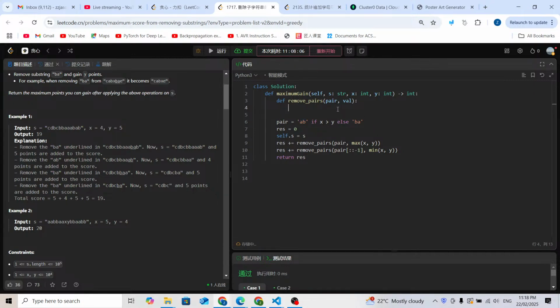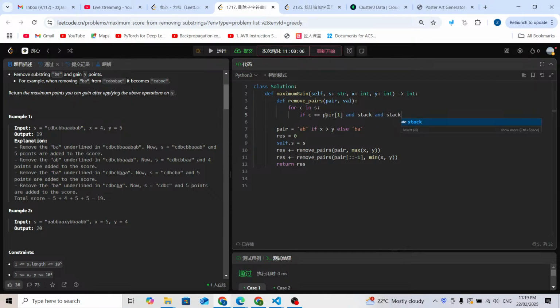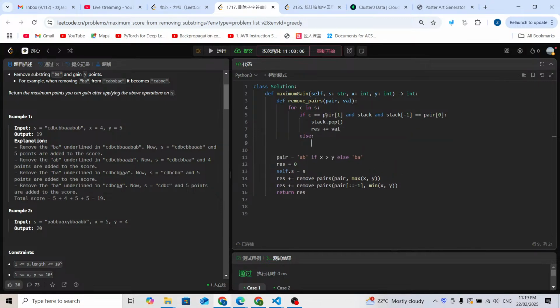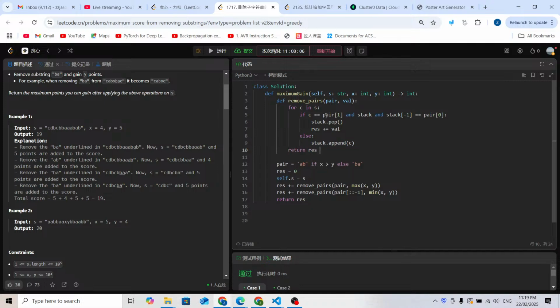Now what's left is that we just need to loop through the string S. We're gonna check each of the characters. So for example, if we are checking this AB, if this character equals pair 1, and there's something inside the stack, and the last character on top of the stack is equal to pair 0, this means I need to pop it out. So I need to stack.pop, and I'm gonna use a result: result plus equal to the value. Otherwise, I'm gonna append this character C. So finally, I'm gonna return the final result.